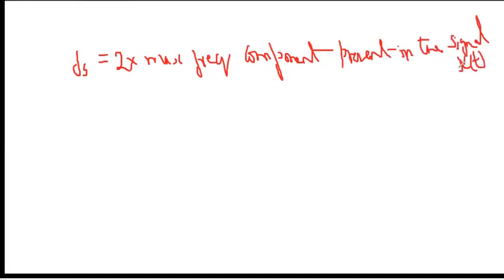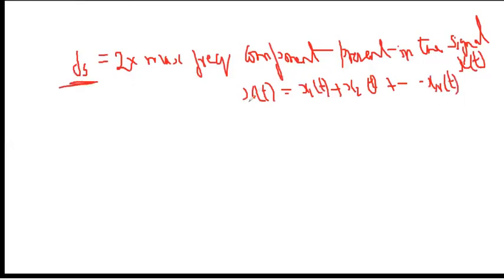x of t, that is x of t is equal to x1 of t, one signal, plus x2 of t, another signal, and so on, xn of t. The sampling frequency Fs is 2 into the maximum frequency component present in the signal x of t. My dear students, if there are two signals, x1 and x2, whichever is the maximum, you multiply with 2 to get the frequency.